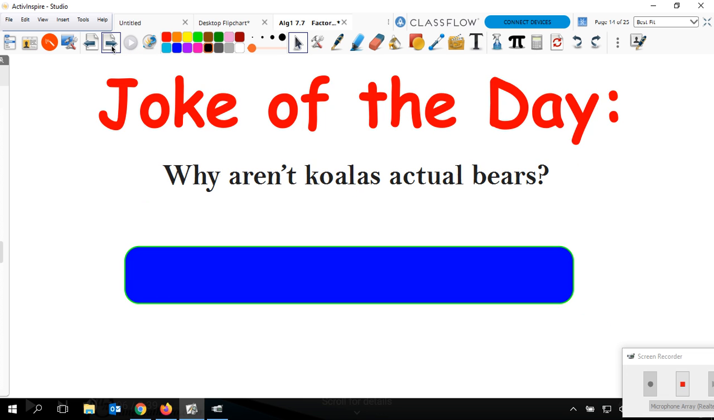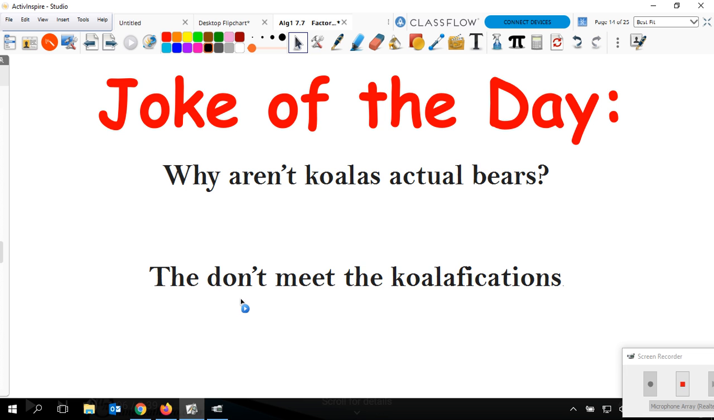All right, but before we go there, let's look at our joke of the day. Why aren't koalas actual bears? Well, because they don't meet the qualifications. Actually, that's a typo. They don't meet the qualifications. I should fix that part. So they don't meet the qualifications to be a bear, apparently. There you go.